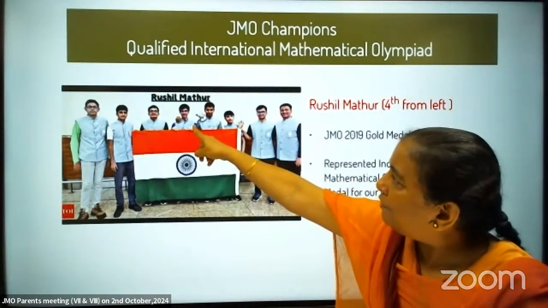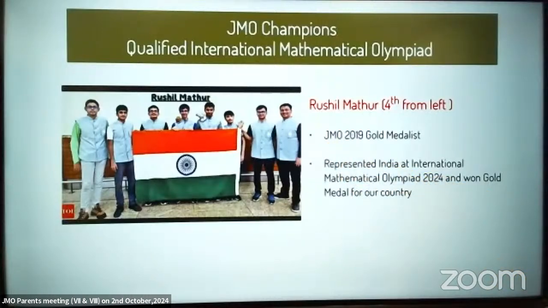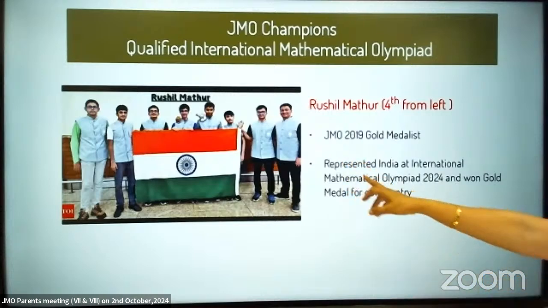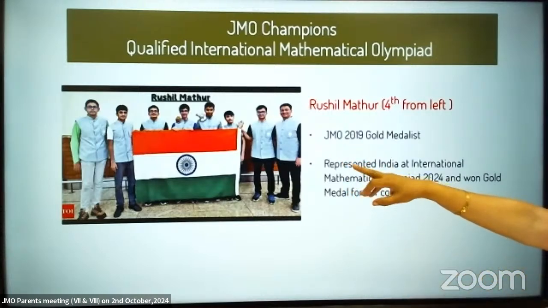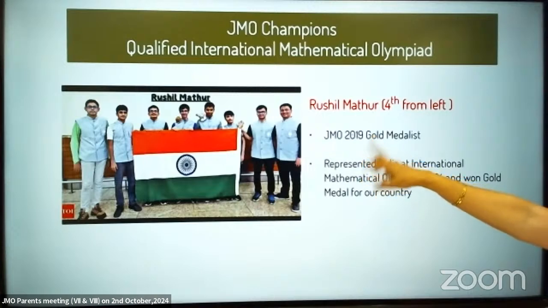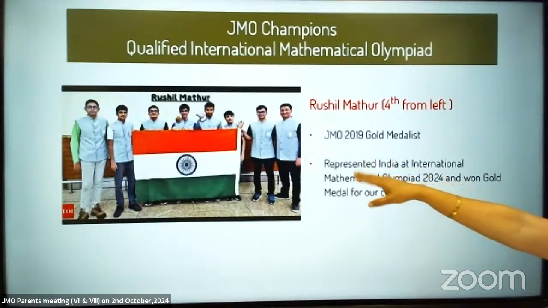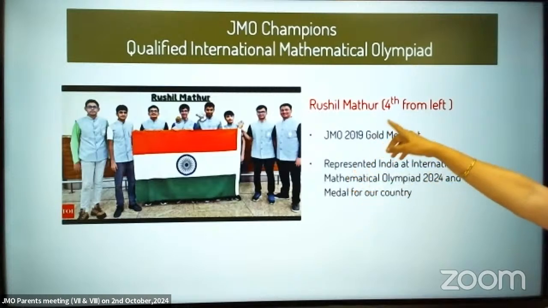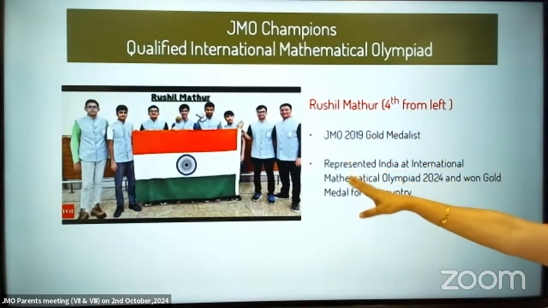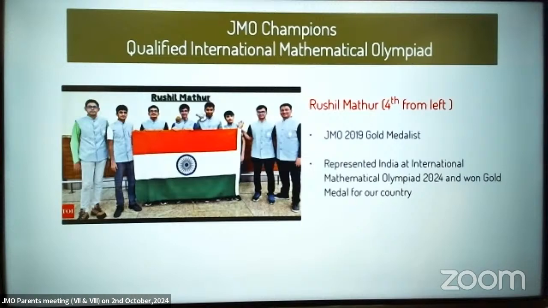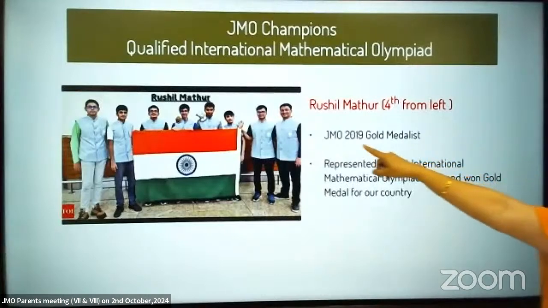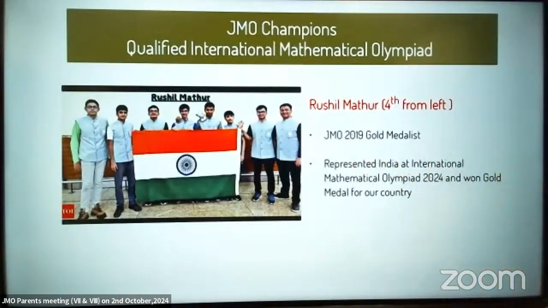This is Rushil Mathur, the one standing in the center, fourth from left. He has won a gold medal in International Mathematics. This is the entire team of the International Mathematics Olympiad, I think including their teachers also, because the students are only 6. This is this year's picture. I think last month this news came that Rushil Mathur has won a gold medal. Of course, the other students also won medals, silver medals. That is no less. So Rushil Mathur is a JMO 2019 gold medalist student.